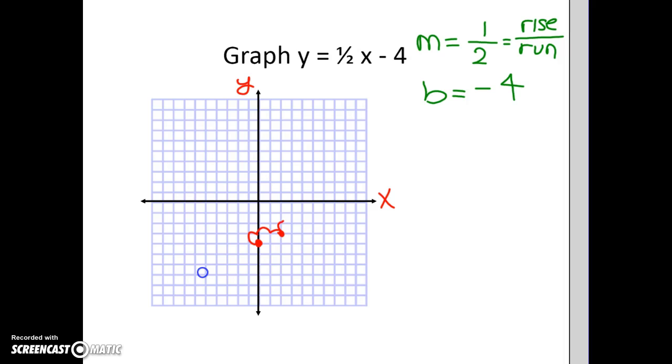And I'm going to continue. Rise 1, run 2. Rise 1, run 2. And if I go backwards, backwards 1, run 2. And every time I finished, I had a new point, so that I can draw my line across my entire coordinate plane, with arrows on either end. And there is the graph of the equation y equals 1/2 x minus 4.